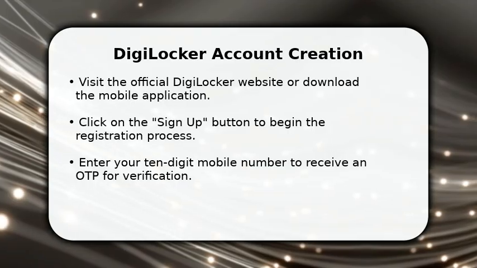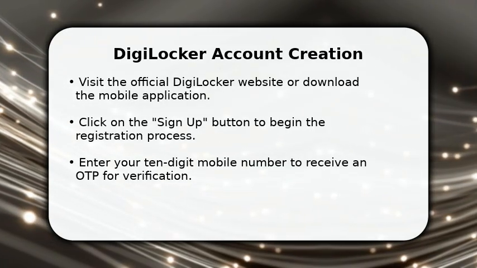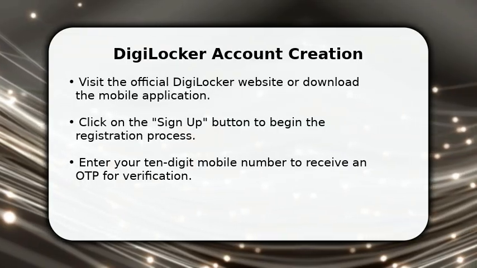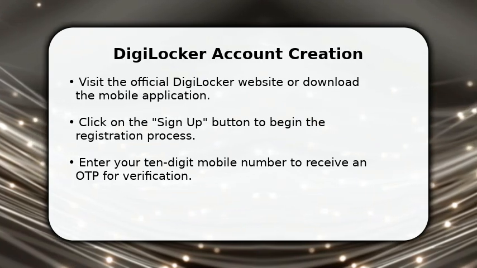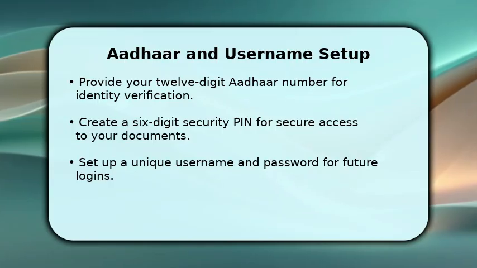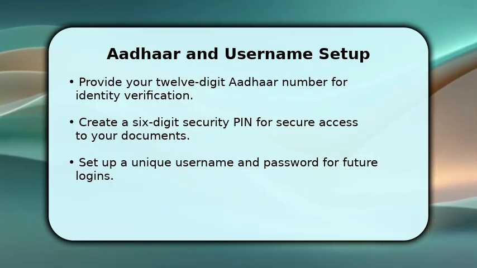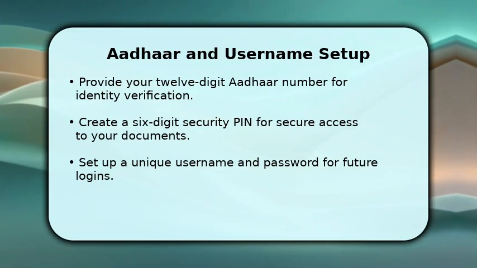You will then be prompted to enter your 10-digit mobile number. This step is crucial as an OTP, or one-time password, will be sent to this number for verification purposes, ensuring your account's security. Next, you will need to provide your 12-digit Aadhaar number. This is a fundamental step for identity verification within the Digilocker system.